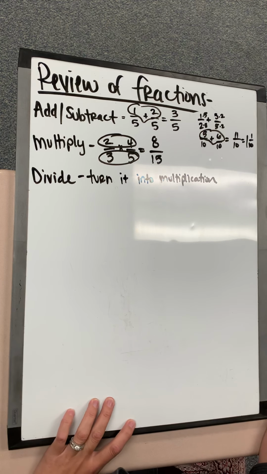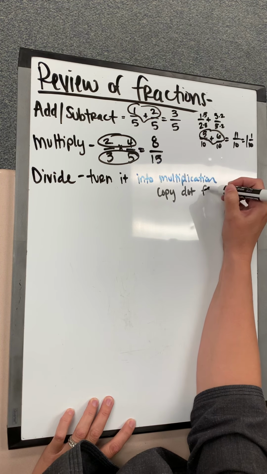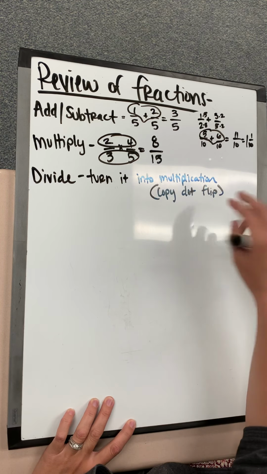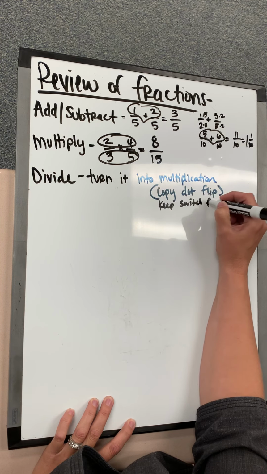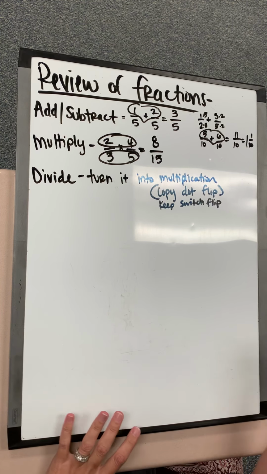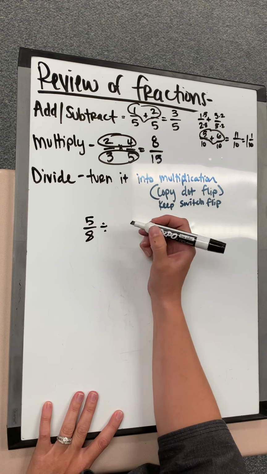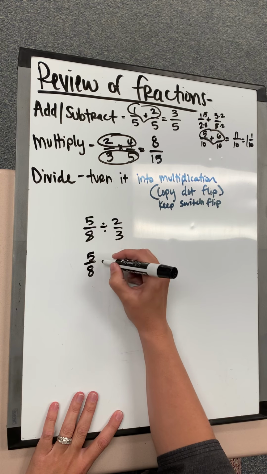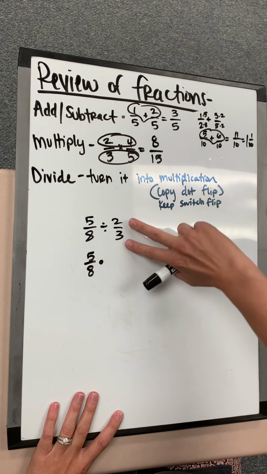We do it with a little trick called copy dot flip. I've heard it called copy dot flip, and I've even heard it called keep, switch, flip. I like copy dot flip. I'll show you what I mean by that. So when we are dividing fractions, like if I have 5/8 divided by 2/3, then my rule is I copy my first one down, I change my divide to a dot, which now means multiply, and then I flip my second one.